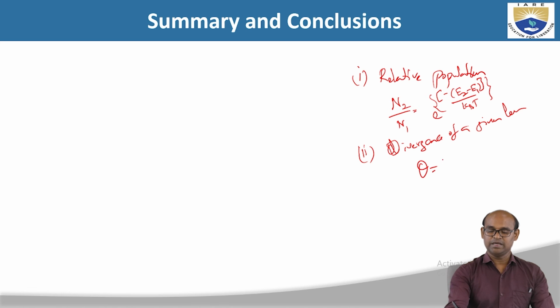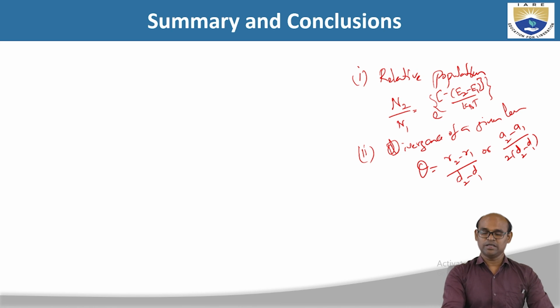Divergence is given by theta is R2 minus R1 by D2 minus D1, or you can write in terms of diameters also, A2 minus A1 by 2 into D2 minus D1, where R1, R2 are radii, A1, A2 are diameters, and D1, D2 are distances. So these are the two.